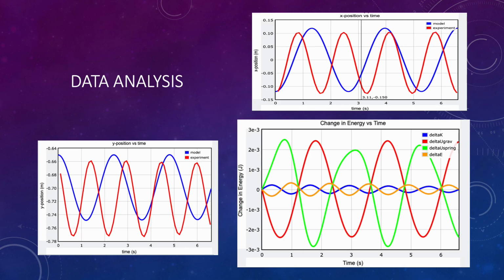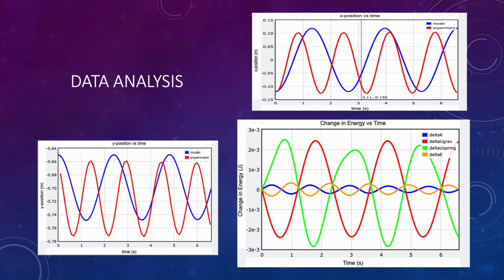So we can see here our Y position and X position versus time and our change in energy graphs. Let's first take a look at the discrepancy here with our X position and Y position against time between our model and experiment. We can see that the period is off, and the only real explanation that we have for that is based on discrepancies with Tracker data and sensitivity to initial conditions of dynamic systems.